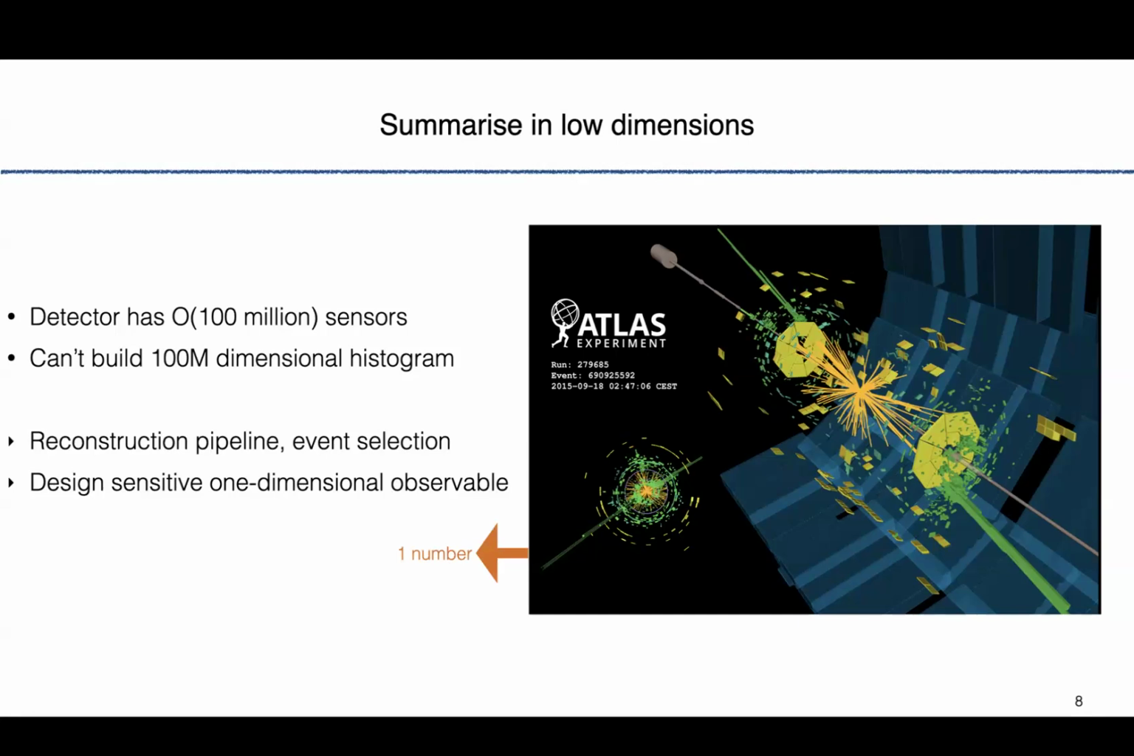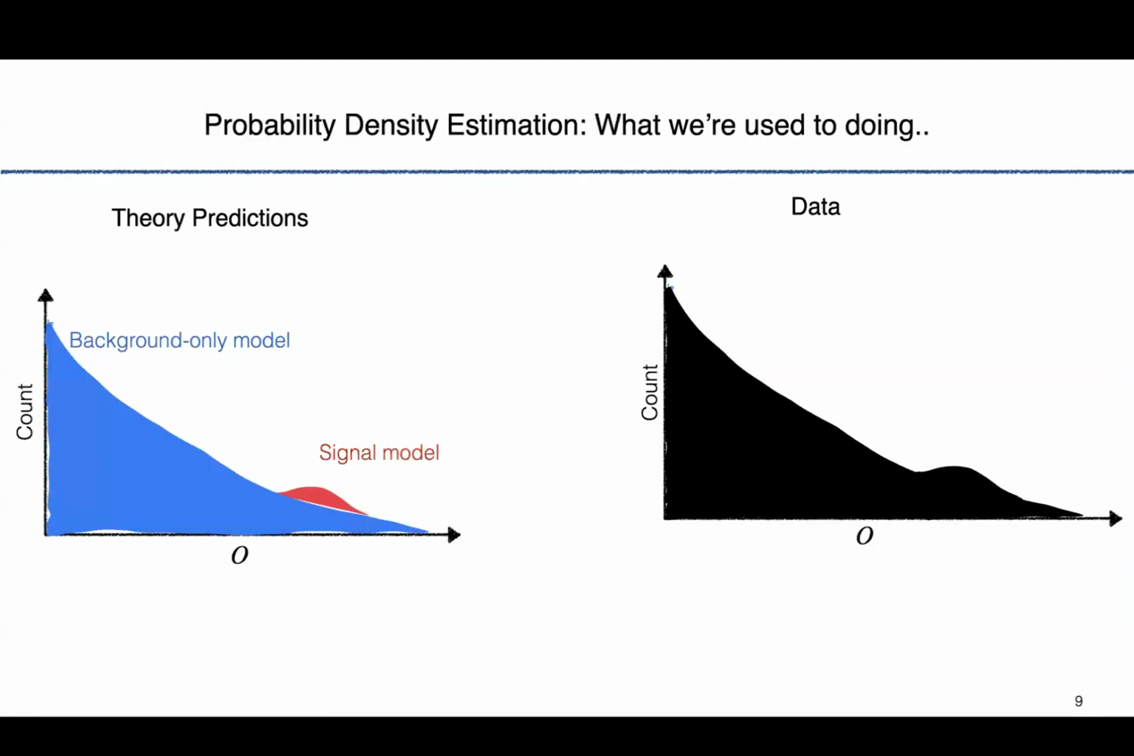And then we have thousands and thousands of such collision events. Each of them is summarized into one number. And then with that one-dimensional data, you can build your histograms, and then you can start to analyze the data. So maybe a theory prediction, say, if your background-only model has this falling distribution, and if there's a signal, then it'll sit on top of the background like this. And then you have your data.